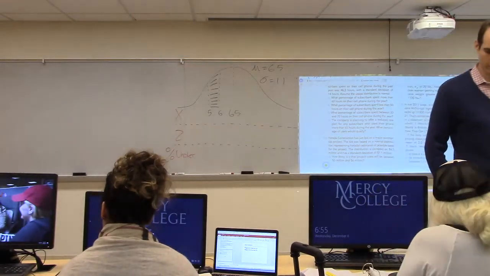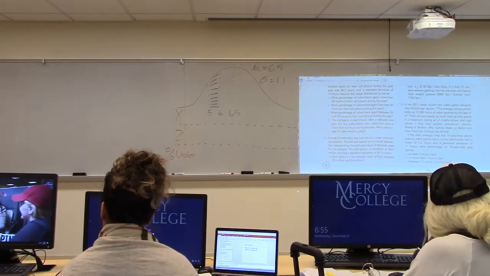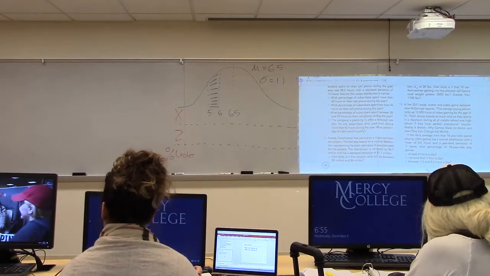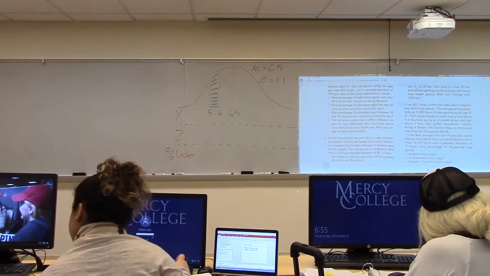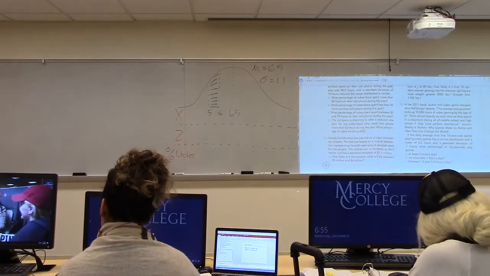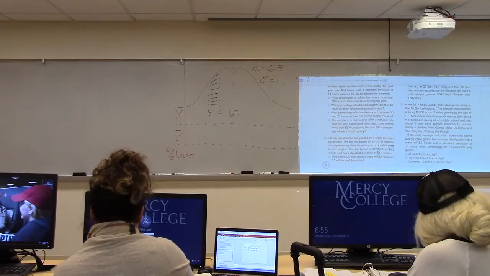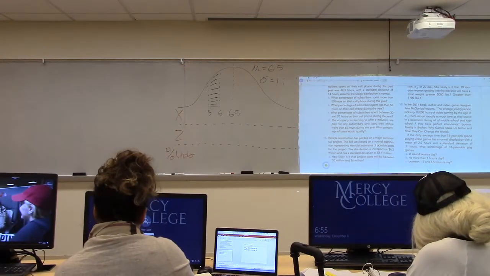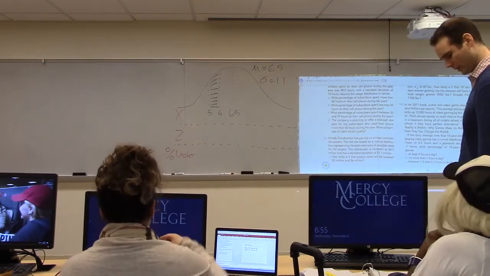Yes, ma'am. I just wanted to see if I'm doing the right area. These are the two z-scores, and then we're adding them. You want to figure out the logic, like, am I looking at the curve? Let's actually just do that. Subtract that.